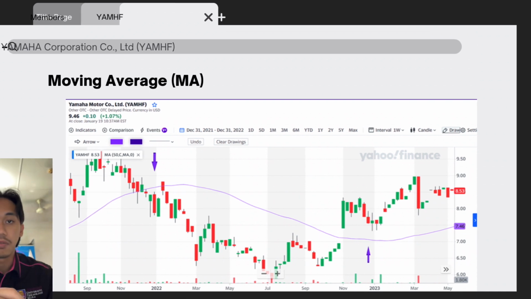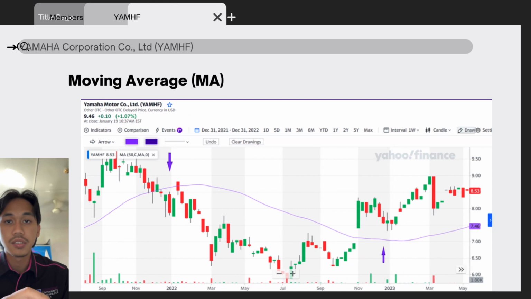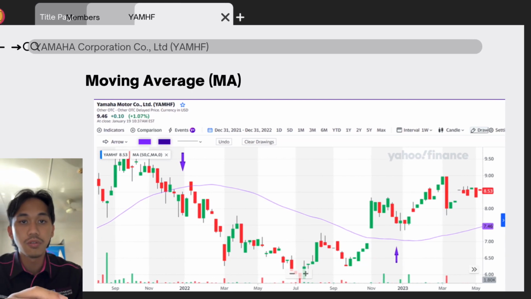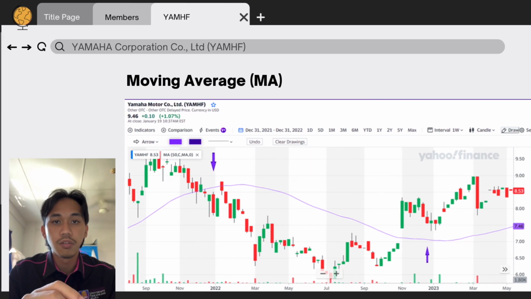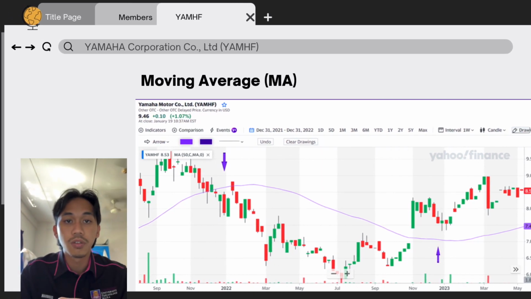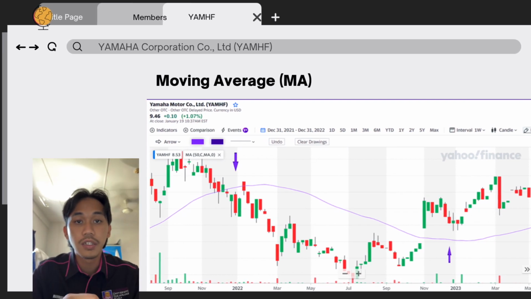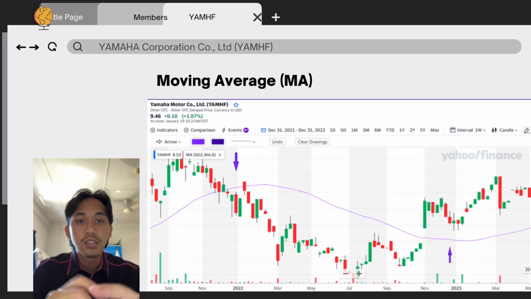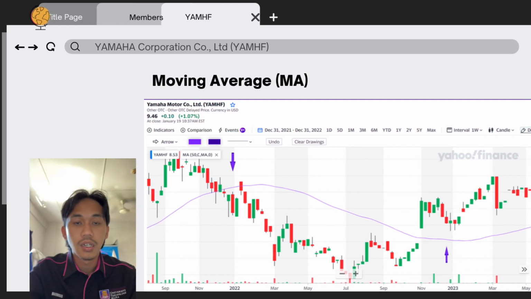Based on the chart, when the price crosses the moving average, it can be considered a signal. In this chart, there are two arrows indicating the crossover. The downward pointing arrow around February to March 2022 shows a bearish signal where the price crossed below the 50-day moving average. It suggests a potential downtrend.